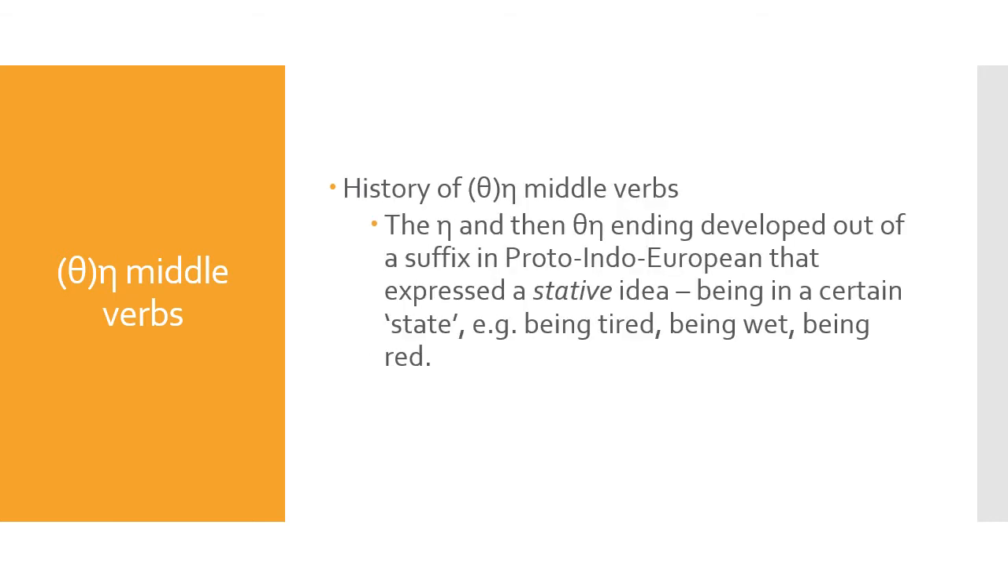What about the history of theta eta middle verbs? Where do they come from? The eta and then the theta eta ending developed out of a suffix in Proto-Indo-European that expressed a stative idea, being in a certain state, being tied, being wet, being red, and so on. That's the origin of this suffix, and that's how it's used as best we can reconstruct in some kind of Proto-Indo-European. You find these forms quite early. You find them in Homer, and you find them throughout the development of the Greek language. In particular, you find eta and then the development of theta eta. That's why we refer to them as theta eta, because the theta is sometimes optional.